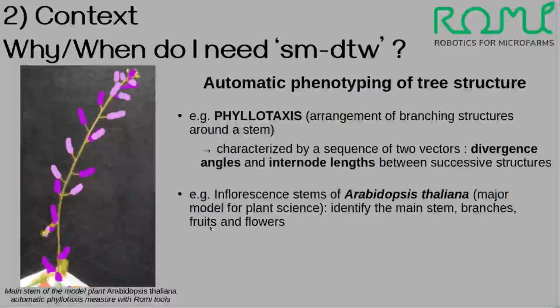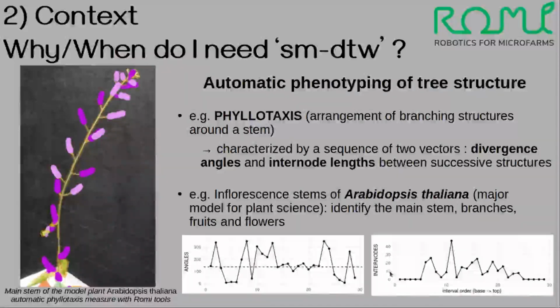During the ROMI project, we developed tools to image the plant and make all this recognition automatic. Here you see the same plant where the structure has been recognized and the fruits have been spotted by our software, so they are now highlighted with these two alternating shades of pink. From this you can derive a measure of the angles and the internodes.